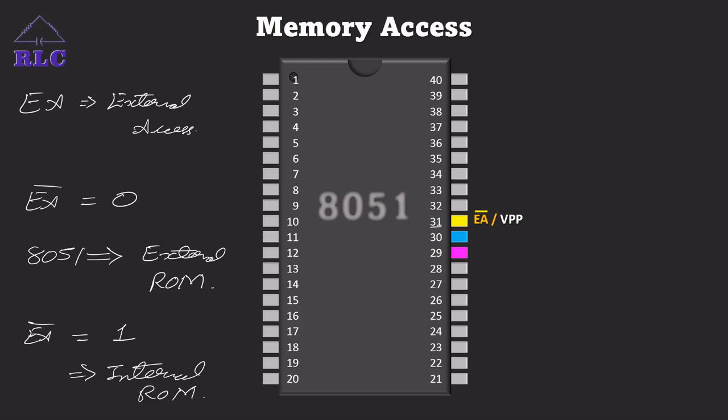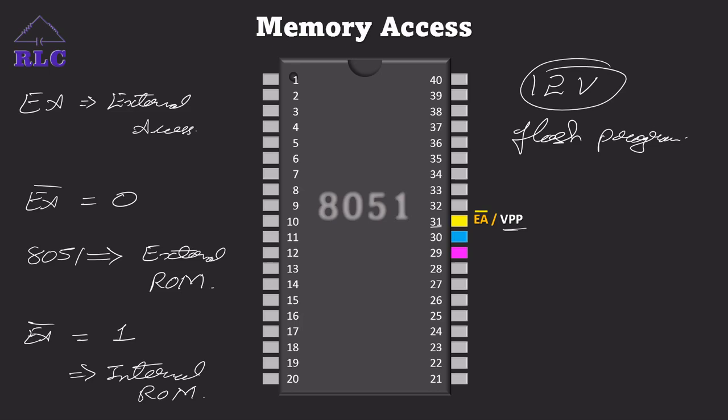Then we have one more function of this pin, that is VPP. This VPP pin receives positive 12 volts when it is in flash programming mode. When it is in flash programming mode, this EA/VPP pin receives positive 12 volts. That is with the EA bar and VPP pin, which is pin number 31.